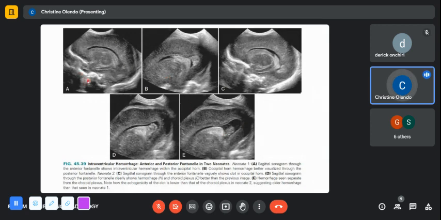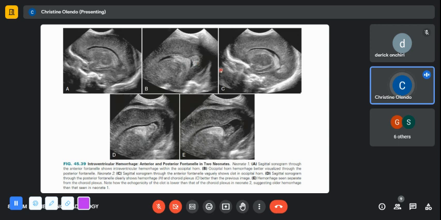So this is a case of intraventricular hemorrhage. We have anterior fontanelle views in A and C, and posterior fontanelle views in B and D, so these are two different neonates. In the sagittal image here, through the anterior fontanelle, we're seeing an intraventricular hemorrhage within the occipital horn of the lateral ventricle. You can better visualize the same hemorrhage in the posterior fontanelle view, and you can see an echogenic collection, which is the hemorrhage within the occipital horn.